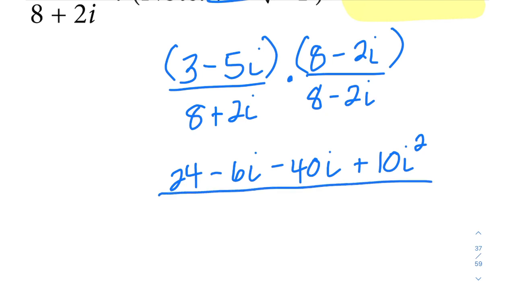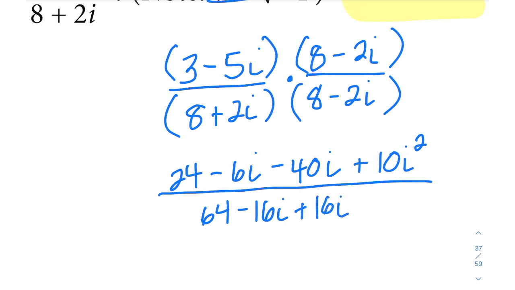Now, in my denominator, I have (8 plus 2i) times (8 minus 2i). 8 times 8 is 64. And then by multiplying by the conjugate, you'll see what happens here. When you do your outside and inside terms, they will cancel out. So we're getting rid of those i's, which is helpful, and then we'll have minus 4i squared.